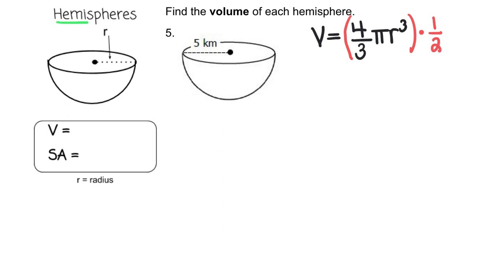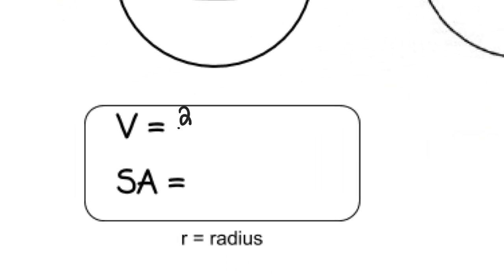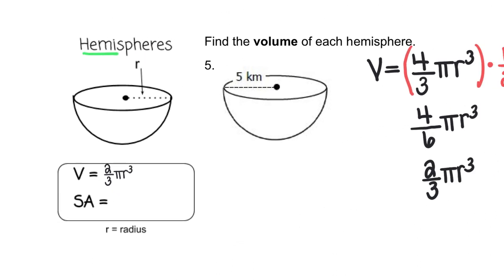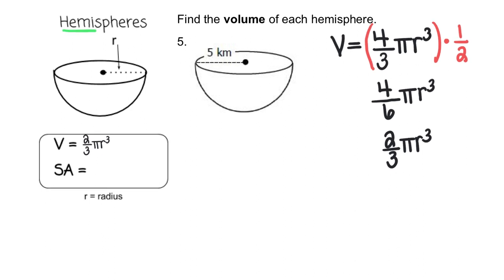And if I do that, I multiply fractions straight across. So my 4 times 1 gives me 4. My 3 times 2 gives me 6. So that becomes 4/6 pi r cubed. But then we reduce 4/6 to 2/3. So my volume formula for a hemisphere is not 4/3 pi r cubed. It's actually going to be 2/3 pi r cubed. So that's how we derive that formula for a hemisphere.